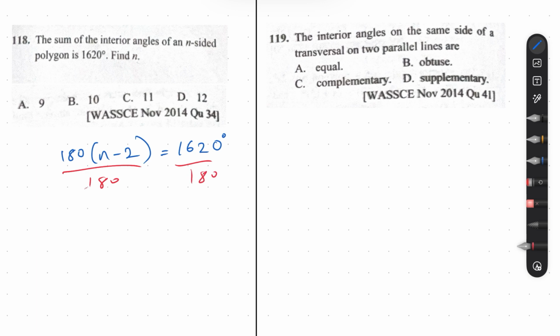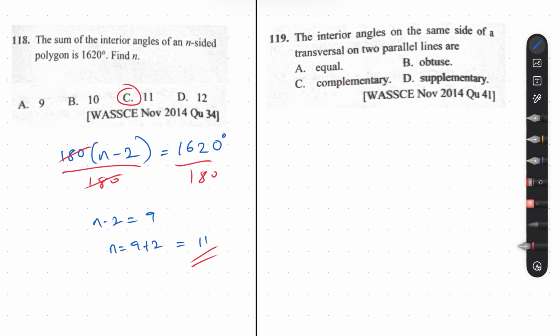So this cancels this, and when you divide this, you should get 9. So that means n minus 2 should give us 9. So n will be equal to 9 plus 2, which is equal to 11. So the value of n is 11, which is C. Okay, cool. Let's move on to question 119.